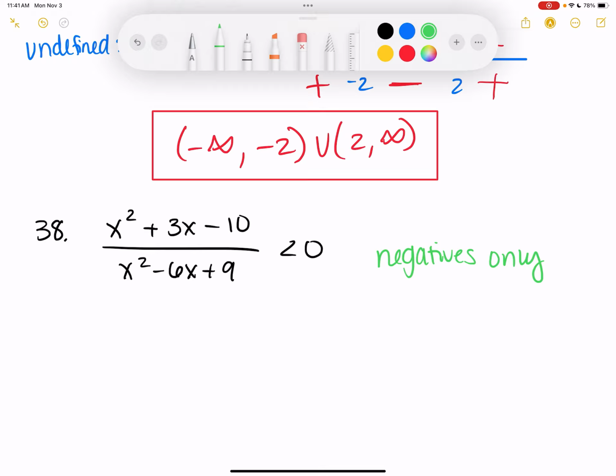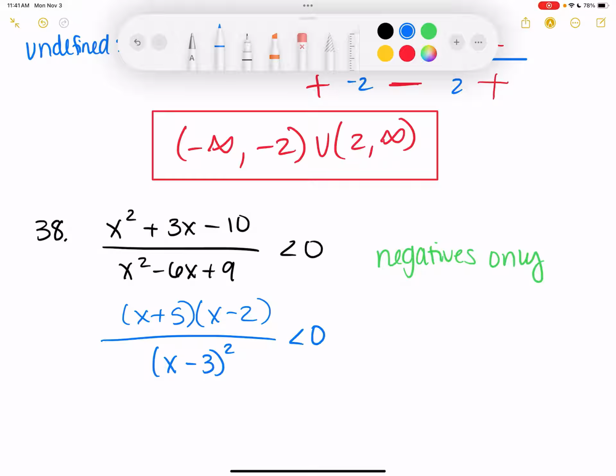So what would the top factor into? 5 and -2. x plus 5 and x minus 2. Over, what about the bottom? x minus 3 squared. Yep, special type, x minus 3 squared. So now I'm going to use this to find the values.